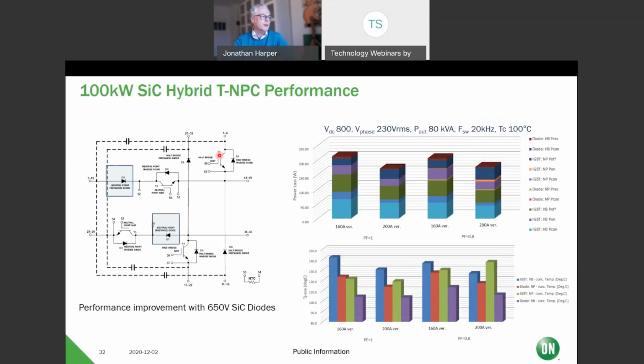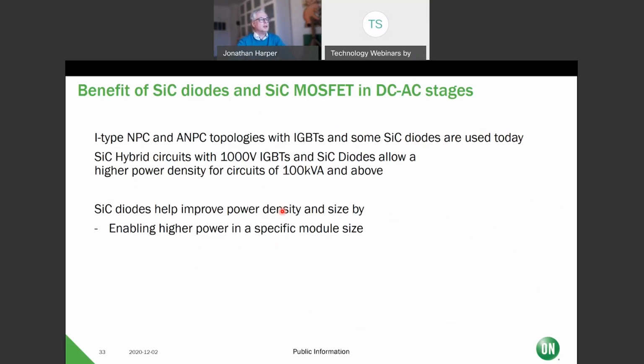And moving forward, using SiC MOSFETs here is certainly a possibility, and clearly it's more expensive, but sooner or later, I think the benefits will be there, so people will be using it even for lower power applications with SiC MOSFETs as the cost comes down. So in conclusion, today I-type MPC and AMPCs with IGBTs with some SiC diodes are used. You get a much better power density with SiC hybrid on the output stage, so it helps you do that. And you get higher power density by using SiC diodes.